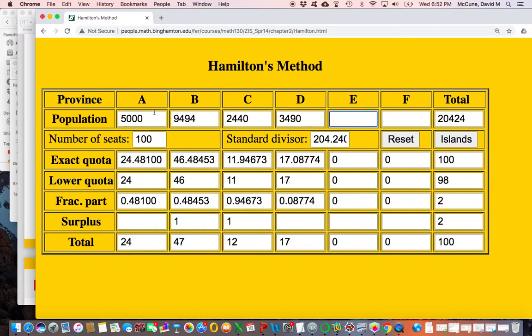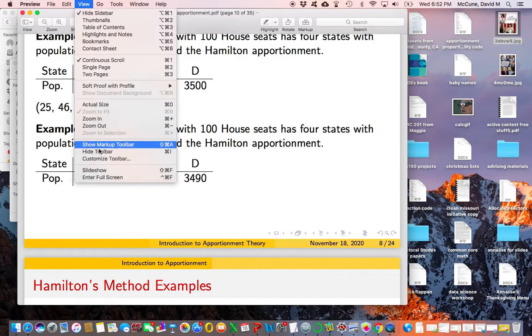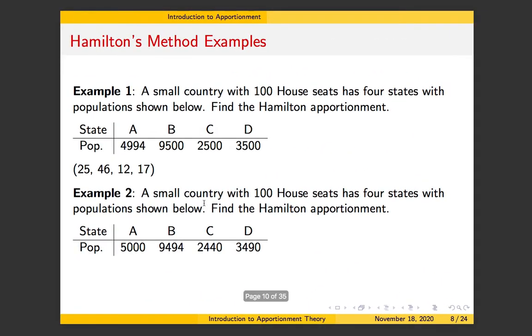Okay, so now it shows you that when you do the lower quotas, you have handed out 98 seats. So there are 2 left over, and now those leftovers go to B and C. So 24, 47, 12, 17 is the apportionment now. And if you think about it, that's very strange.